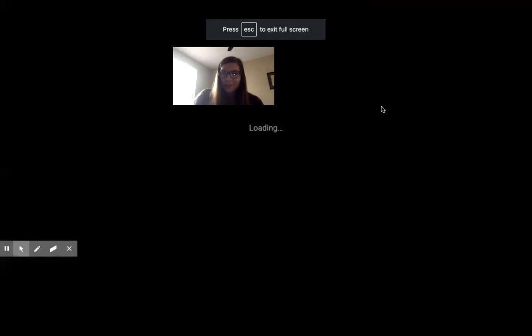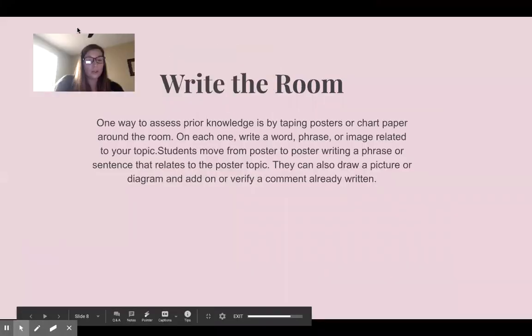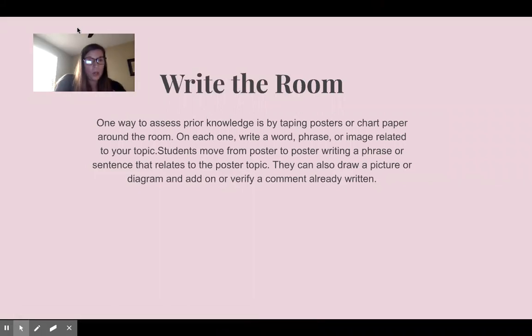Our next strategy is called Write the Room. Write the Room is a great way to assess prior knowledge. You can hang posters or chart paper around your classroom. And on each one of those, you can write a word, a phrase, can include an image, and students walk around the room, kind of like a chalk talk, but not exactly. They just add on to that poster what they remember.